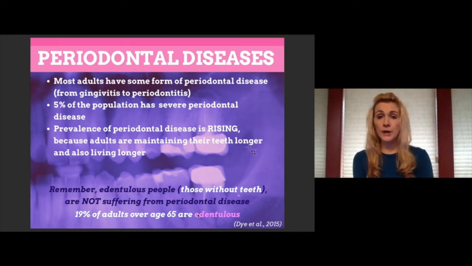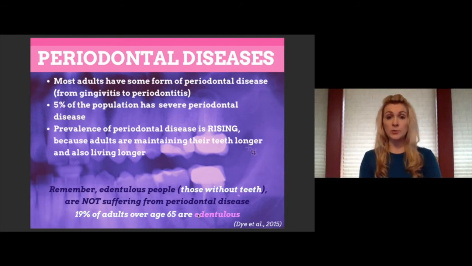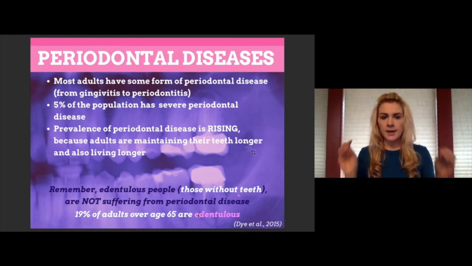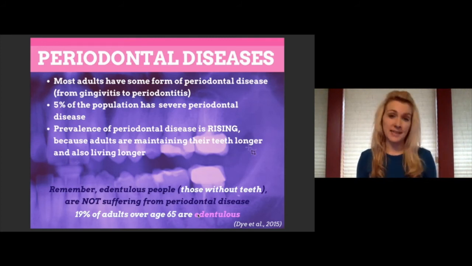And just remember, those without teeth, which we call edentulous people, are not suffering from periodontal disease. So that can affect the numbers when we're talking about percentages of adults with these diseases. Almost 20% of adults over age 65 are edentulous or have no teeth. That's 1 in 5. That's a lot.